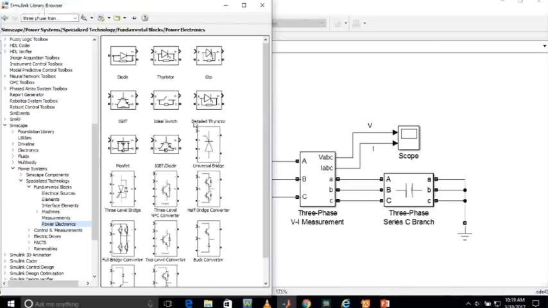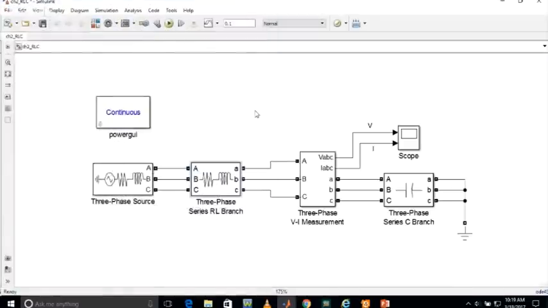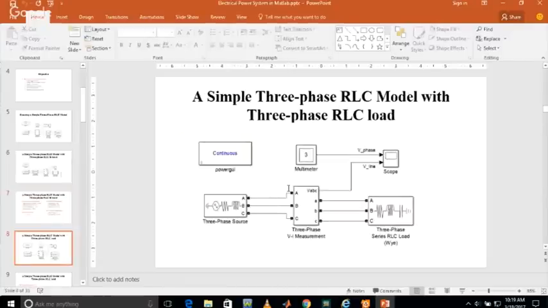Okay, so this is the whole system that we have made. This is a simple three-phase RLC system. Similarly, if we go for another system, let's come back to this. These are the parameters they have and that I've given to our model.